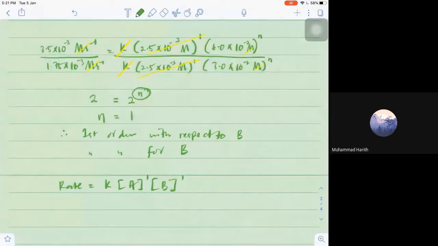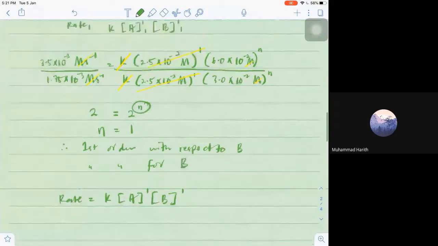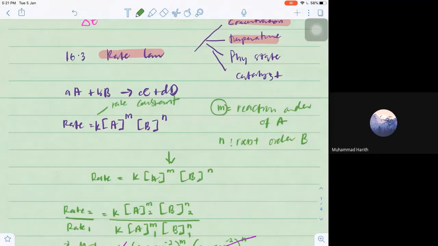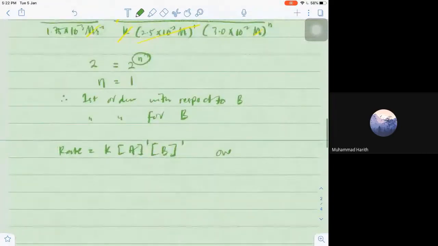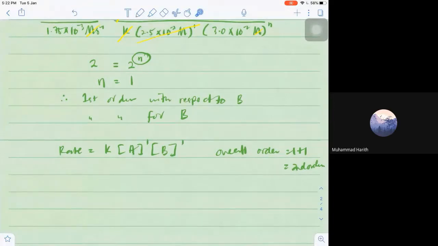Before that, the value of M plus N. M is the reaction order of A. N is the reaction order for B. So what is M plus N? This is what we call the overall order. Since M is 1 and N is 1, it is equal to 2, which means the overall order of this reaction of A and B is second order. So the overall order for this reaction is 1 plus 1, so it is second order.